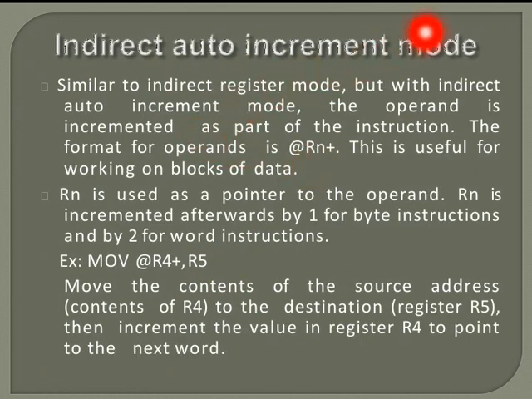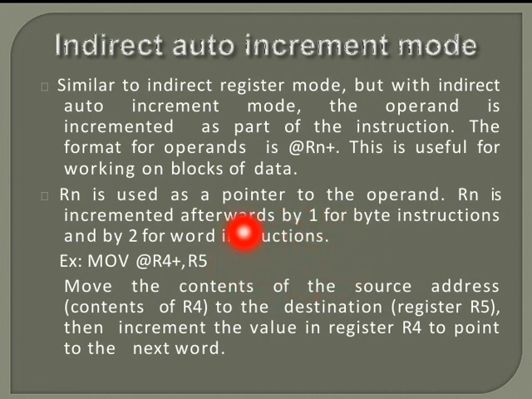Indirect auto increment mode, in the sense, this is how the format is given: MOV @R4+, R5. So @R4 is nothing but your indirect register mode, and plus is used for auto increment. Now what happens here, the same thing: @ means memory address at your R4. So in the R4 register, what is that particular memory address?